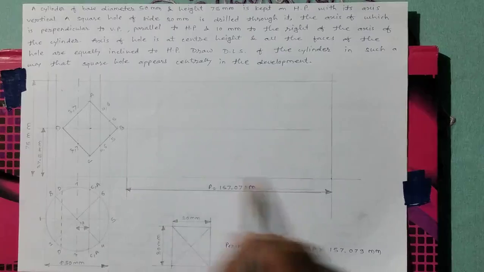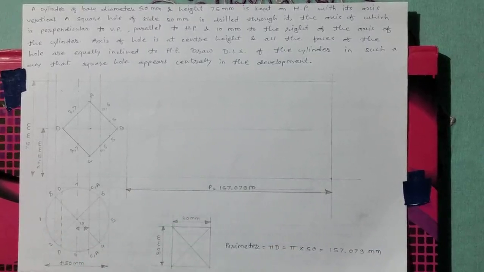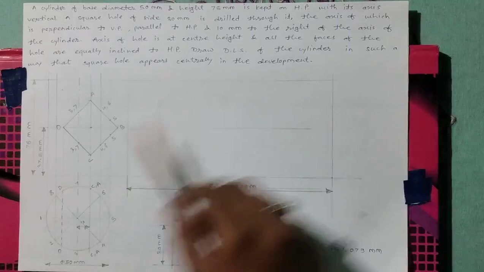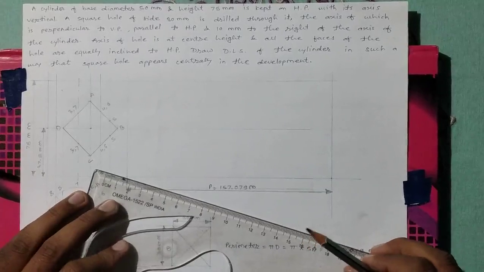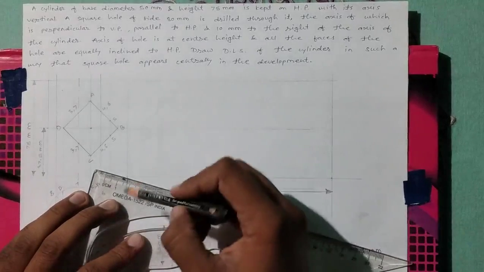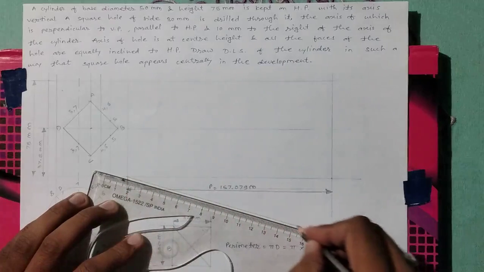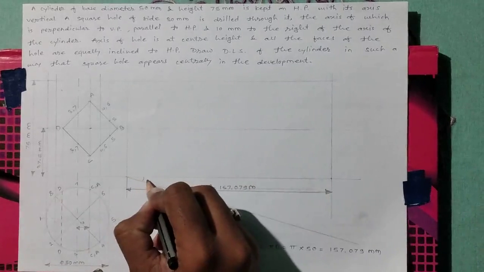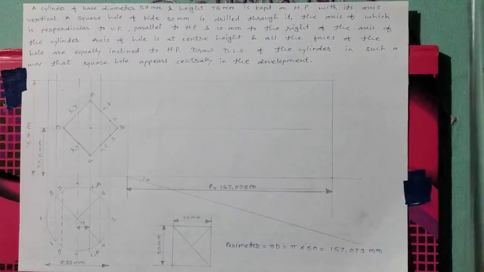We have to divide this line into 8 equal parts, because we have divided this circle of top view into 8 equal parts. Therefore we have to divide this rectangle into 8 equal parts. It is very simple to divide. Take one line at some suitable angle to this line. This angle alpha should be less than 90 degrees.